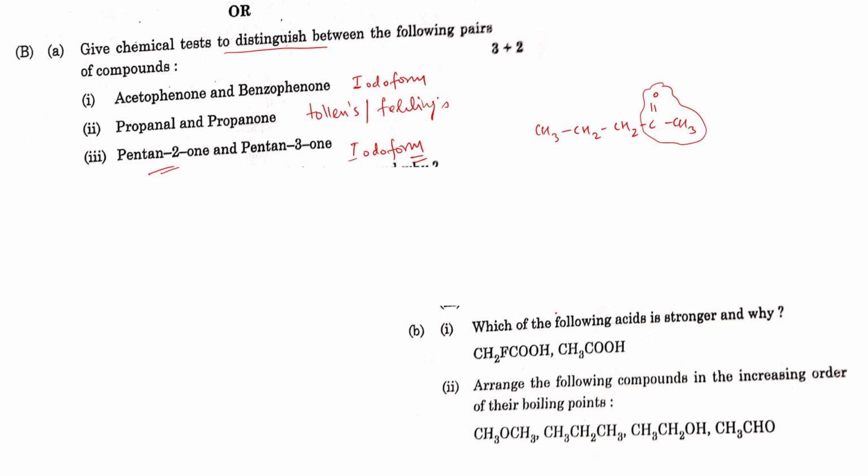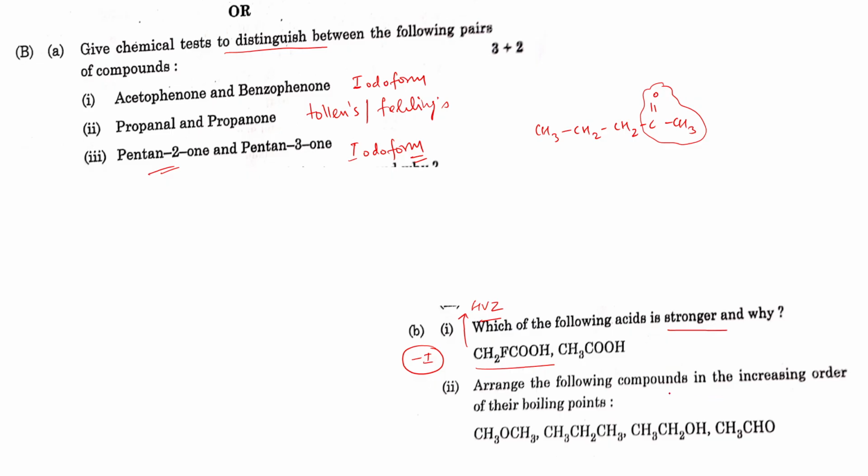Okay, which of the following acids are stronger and why? So which one is stronger? Obviously, this one is stronger, fluoroacetic acid, because fluorine has a -I effect. We have just done HVZ. Because of HVZ, this halogen is placed, and halogen increases the acidic strength.